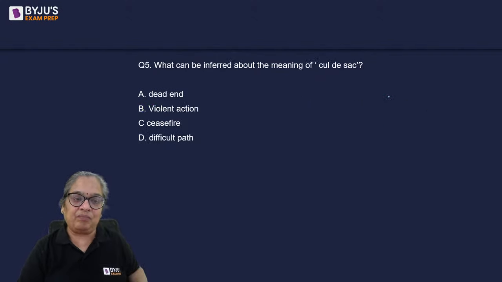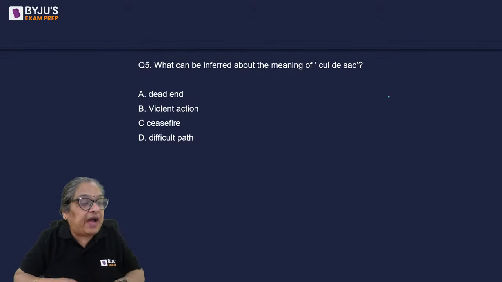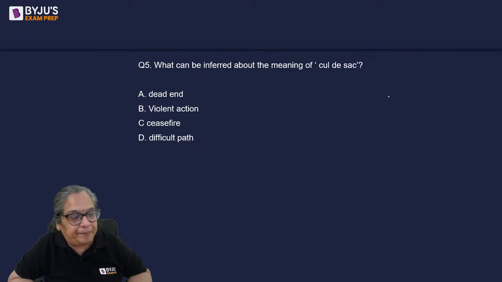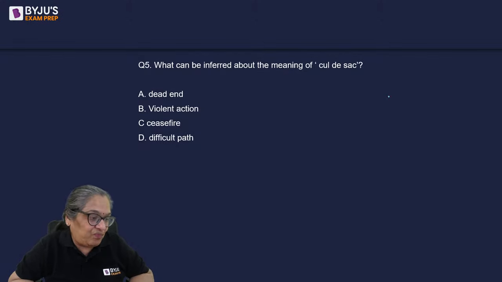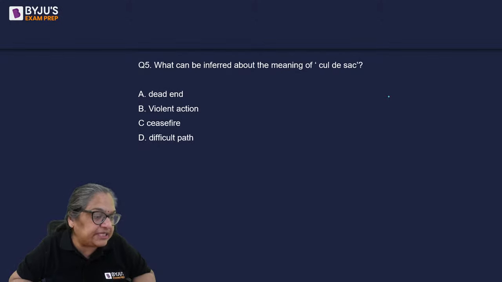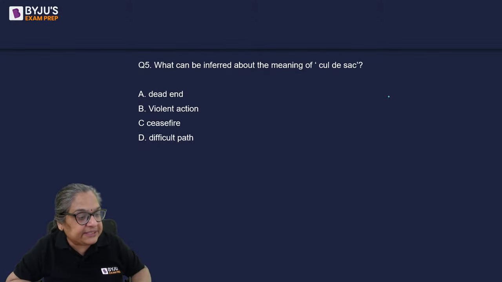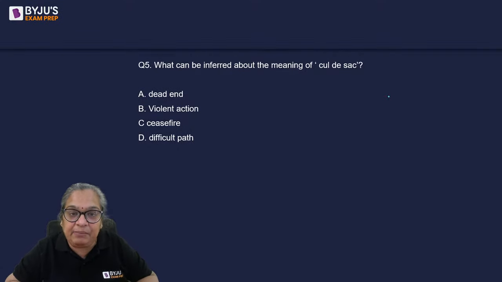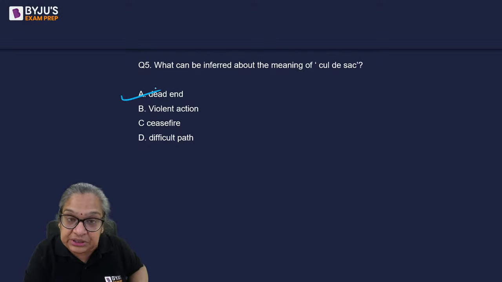All right. Okay. Question 5. What can be inferred about the meaning of cul-de-sac? I have told you it's a French term for a street where there is no way out. So what is the answer for 4? Let me quickly see the answers. What's the answer for 4? Cul-de-sac means a dead end, a stalemate. There is no way out of the situation. All right. So cul-de-sac is a dead end, option A.